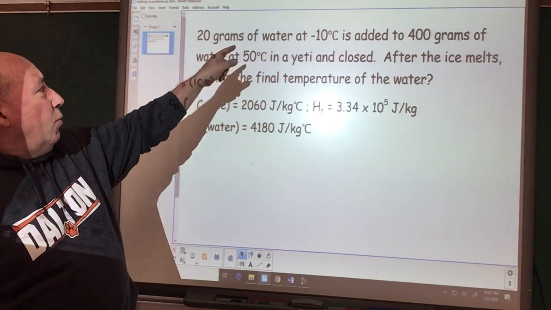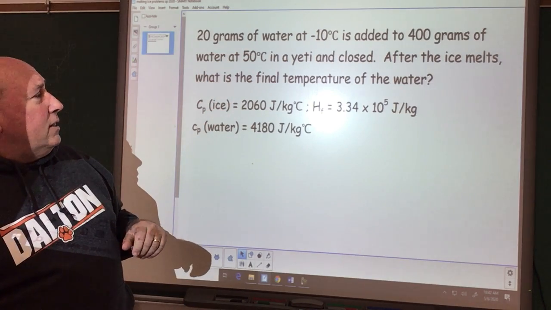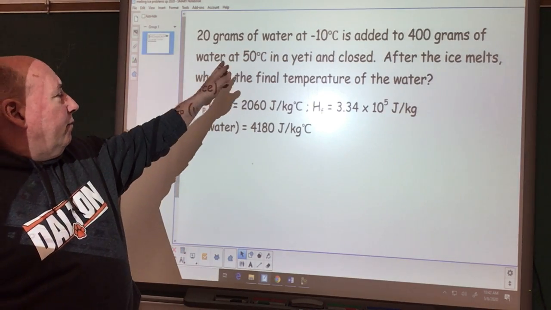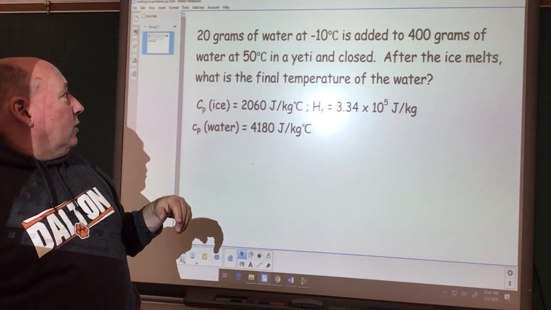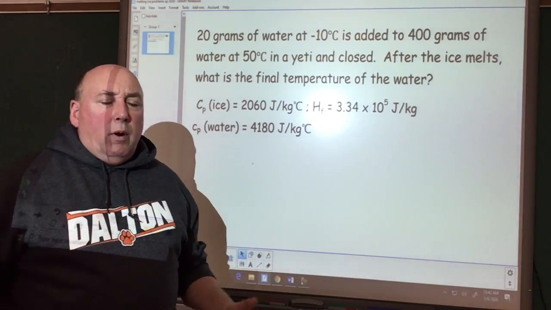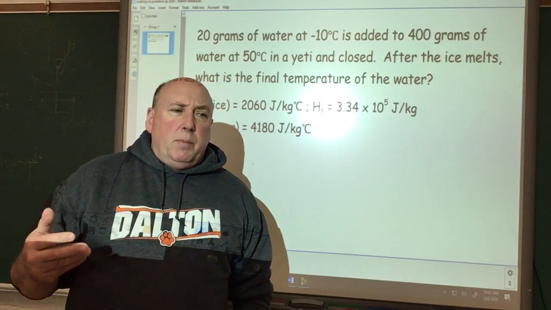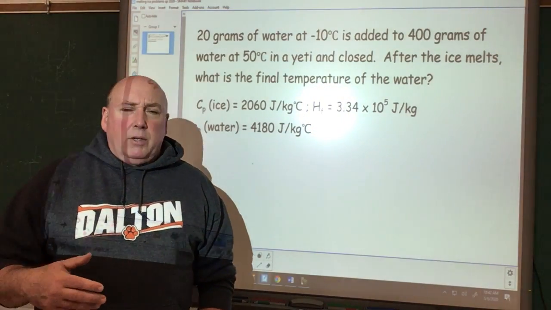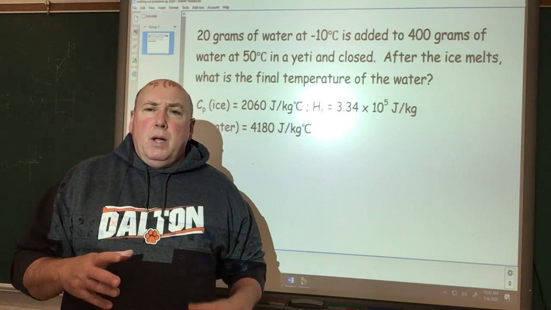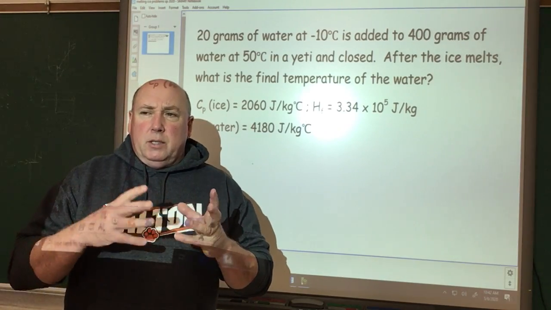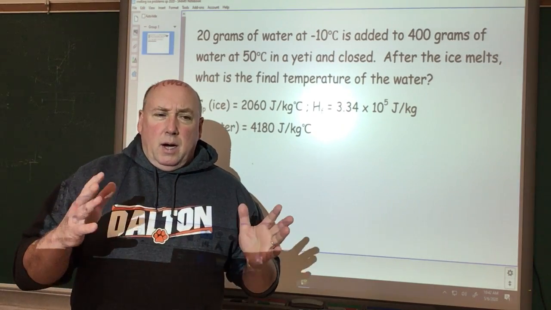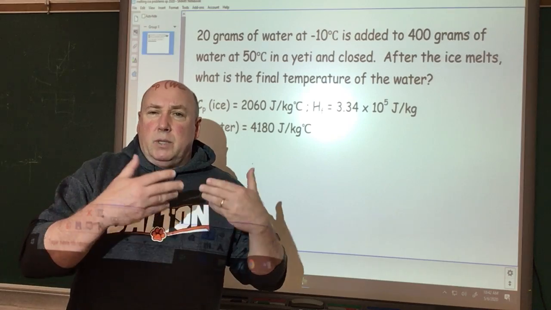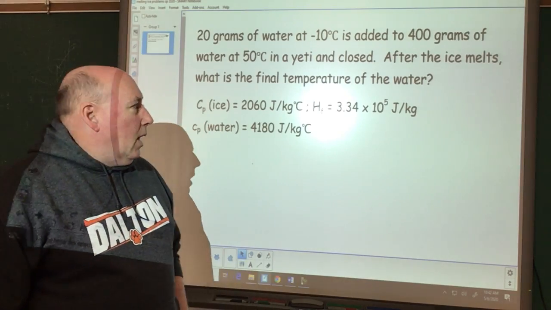Talks about 20 grams of ice at negative 10 degrees Celsius is added to 400 grams of water at 50 degrees Celsius in a Yeti and is closed up. After the ice melts, what is the final temperature of the water? Well, we can increase the speed of the ice melting by continuing to shake things up, because the water will continue to mix and the warmer water will get closer to the ice cubes and things will melt a little bit quicker.